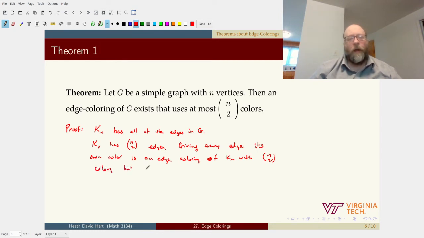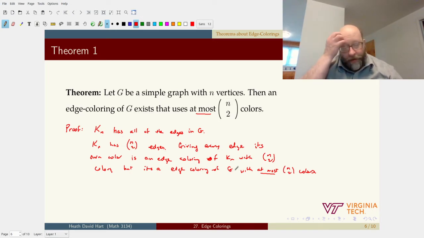but it's also an edge coloring of G. Remember, G might not have everything that Kn has. G might be smaller. And so with at most n choose two colors, which is exactly what the theorem says.